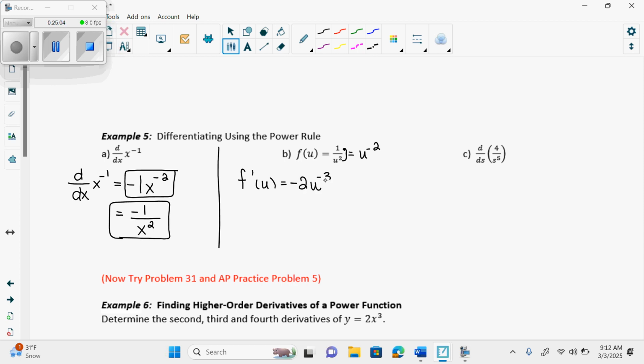Negative 3. Which we can leave like that, or we can rewrite it, and we need to know both because it depends on how they write it, right? So that negative 3 is on the u, yes? That negative 3 is not on the negative 2. So the negative 2 stays, and the u to the negative 3 drops to the bottom and becomes positive.